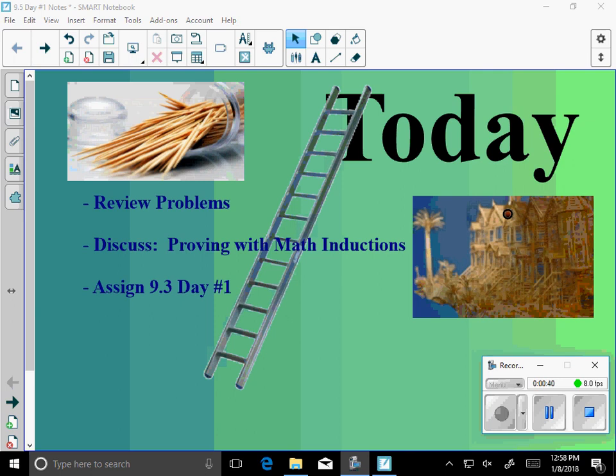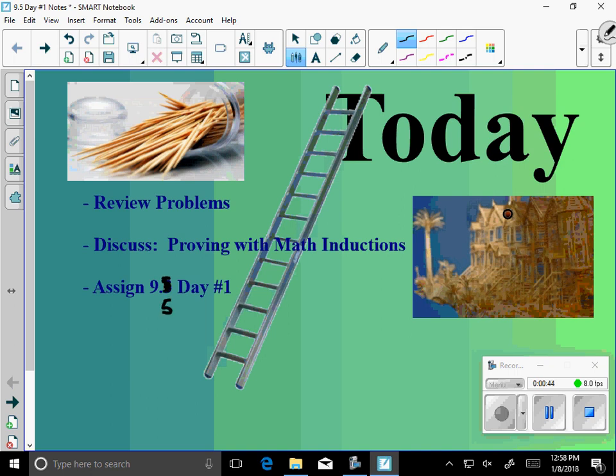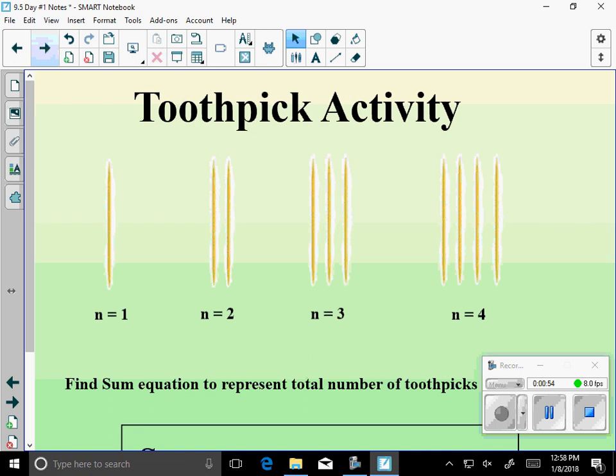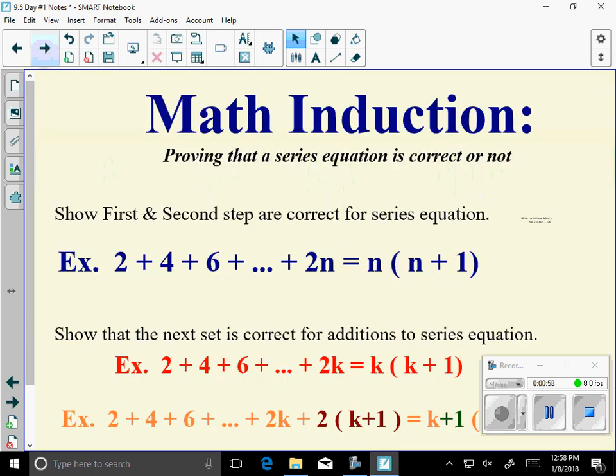This, to start off with, should not be a 3. This should be a 5. Thank you much. Let's get started. Those are the quiz answers, in case you were wondering. Good for you. I'm not doing this toothpick activity right now because I don't care. I want to talk about math induction.